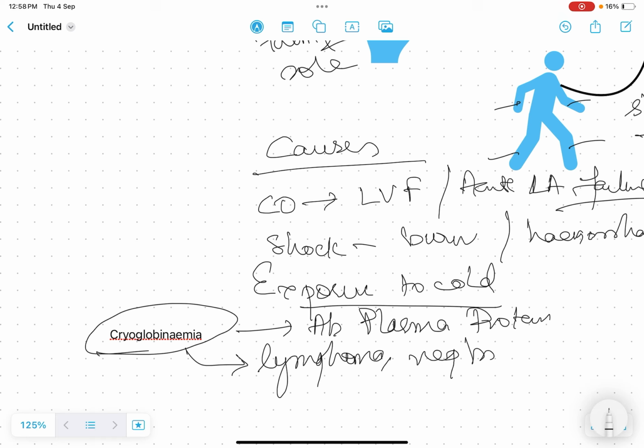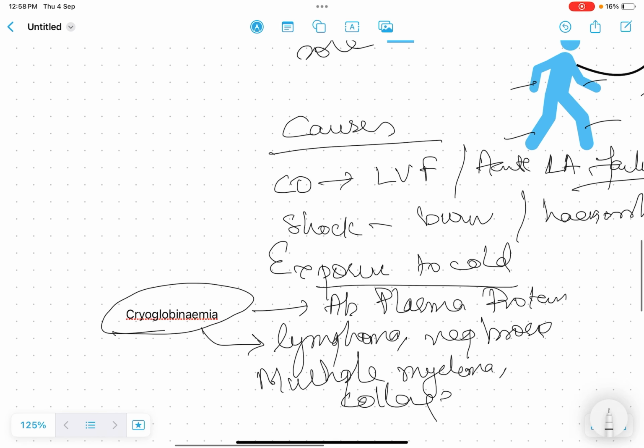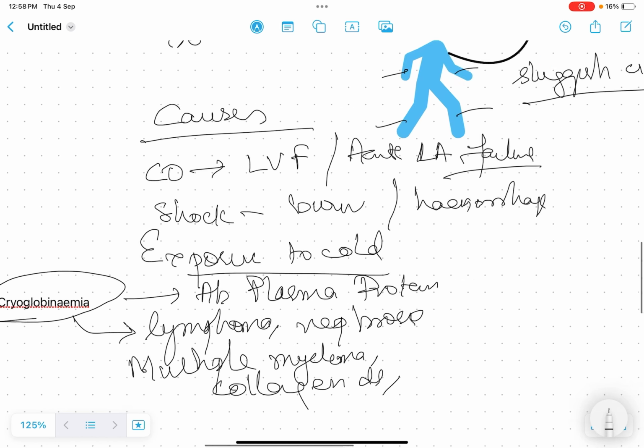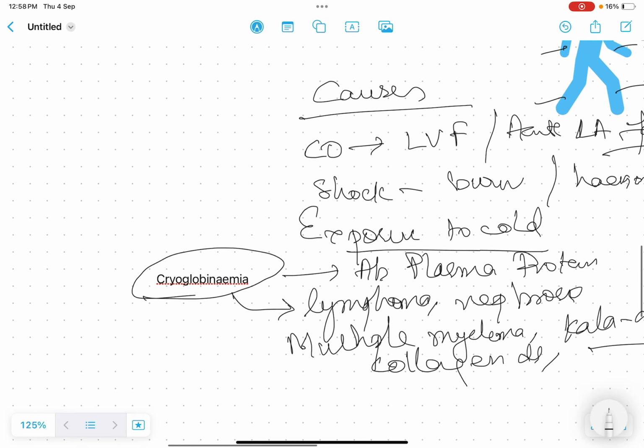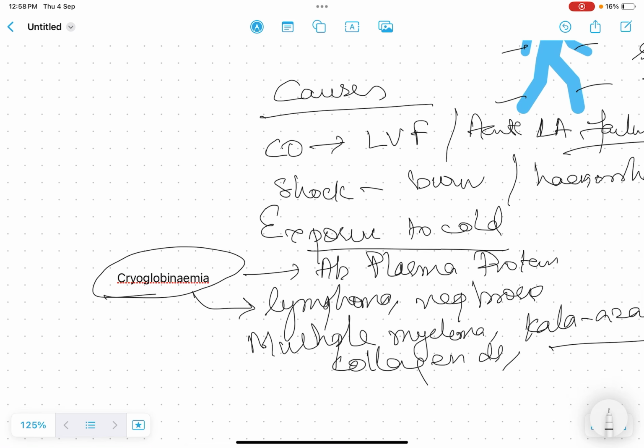nephrosis, multiple myeloma, collagen diseases, and Kala Azar. So these are a few important conditions where cryoglobulinemia can be seen. In case of cryoglobulinemia, there will be peripheral cyanosis.